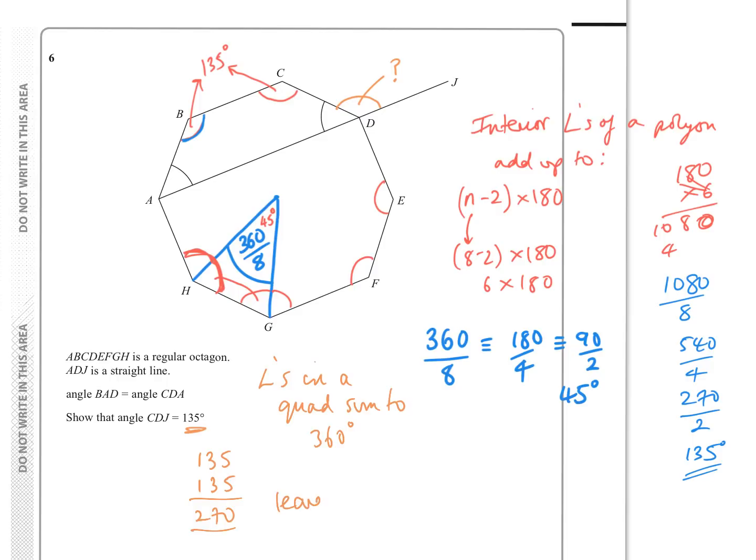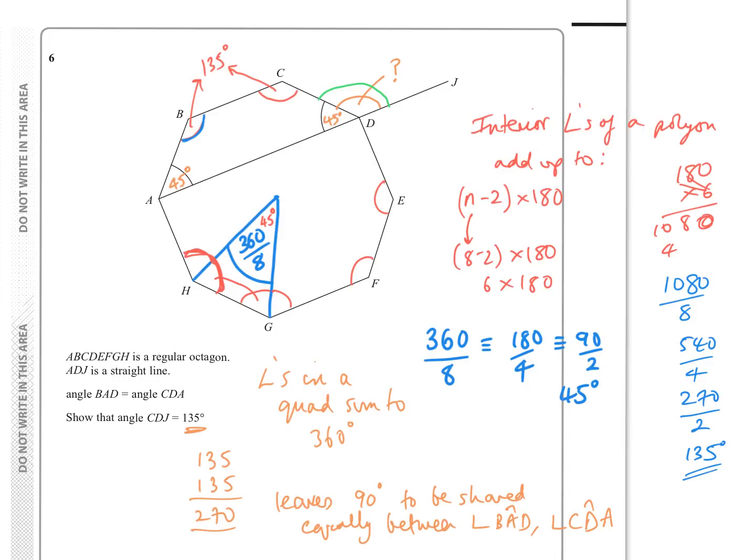That leaves 90 degrees to be shared equally between angle BAD and angle CDA, because we're told they're equal. So these are 45 here. And then, yes, we can see now what the angle here is going to be, because we know that angles on a straight line add up to 180.